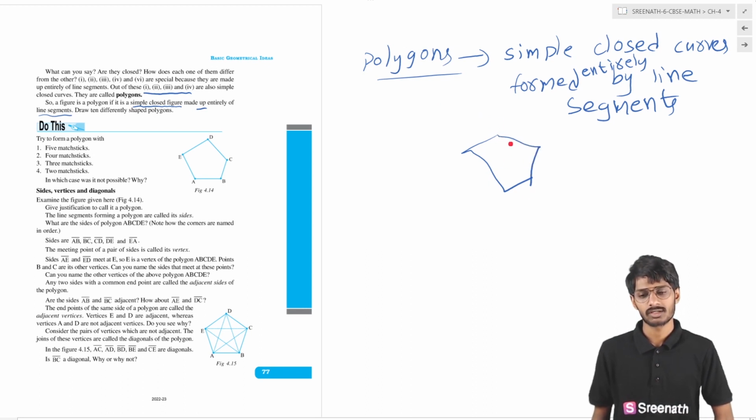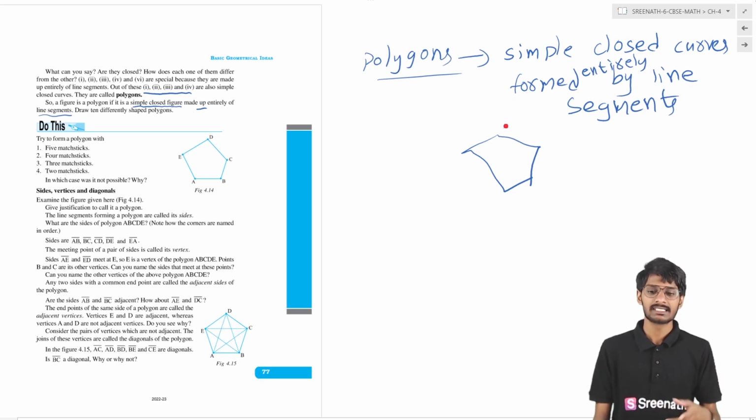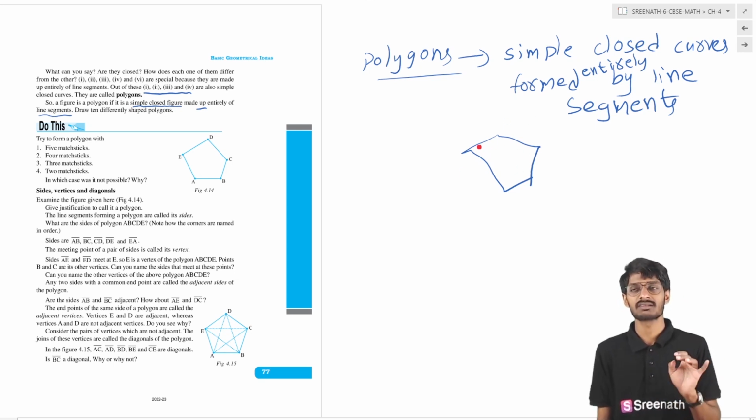Is this a polygon or not? It is a polygon. Why? At first it is a curve, and second it is a simple curve. Why? Because there is no crossing each other. Next, it is a simple closed curve. Why? Because it is all closed.